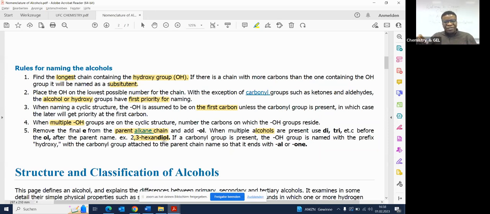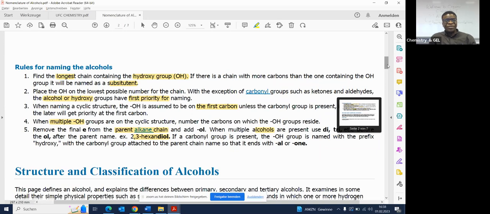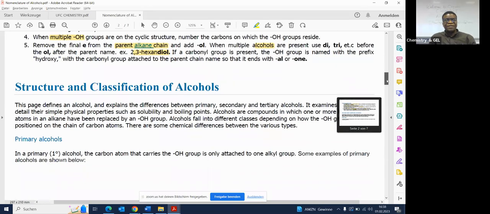So you do a chain of carbons, 1, 2, 3, 4, 5, 6. The first OH is going to be on the second carbon, another one on the third carbon, and you are done. Simple as all that. If a carbonyl group is present, the OH group is named with the prefix hydroxy, with a carbonyl group attached to the parent chain name, with al or on. But don't worry, we are not yet doing the carbonyl stuff. Before I go to the board to make some demonstrations, let's have a look at that.